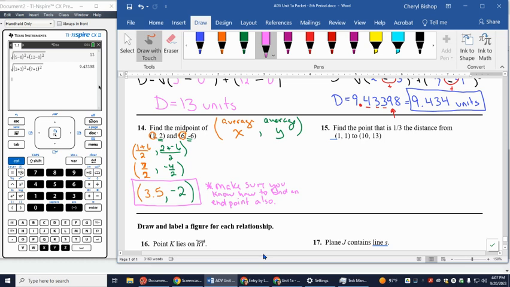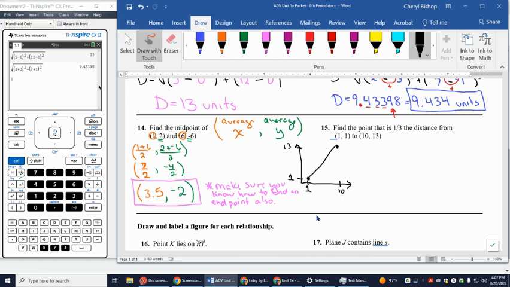All right, the next one, find the point that is 1/3 the distance from (1, 1) to (10, 13). If I were going to graph that, everything's positive, so I'm just going to do this part of the graph. (1, 1) would be real close to the axis. This is 1, and this is 1. And then (10, 13) would be way over here, and 13 would be way up here. So (10, 13) would be like here.